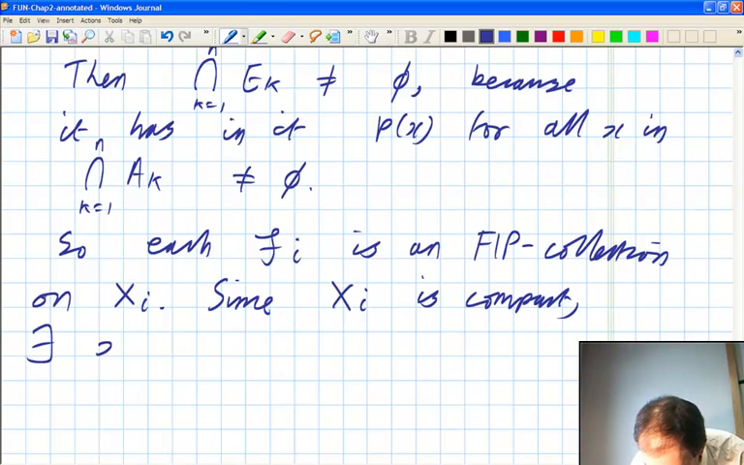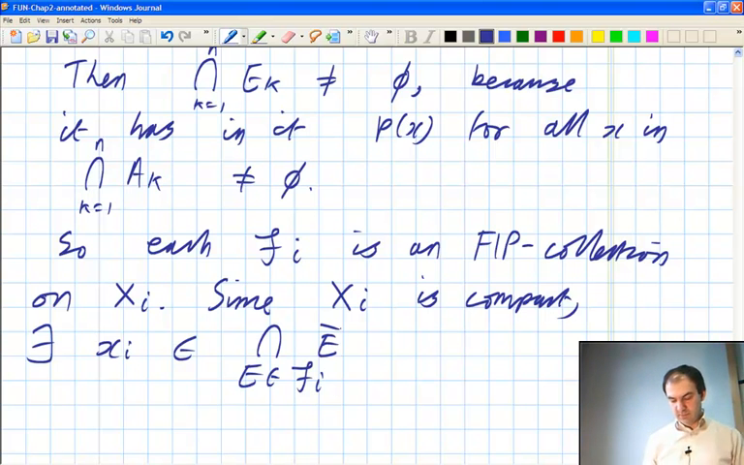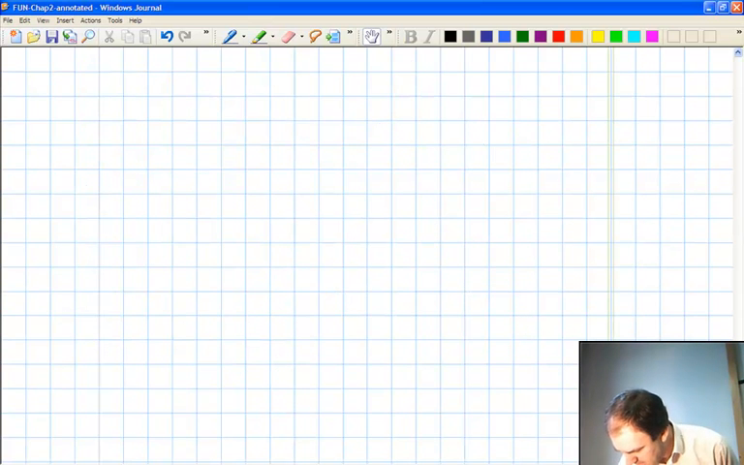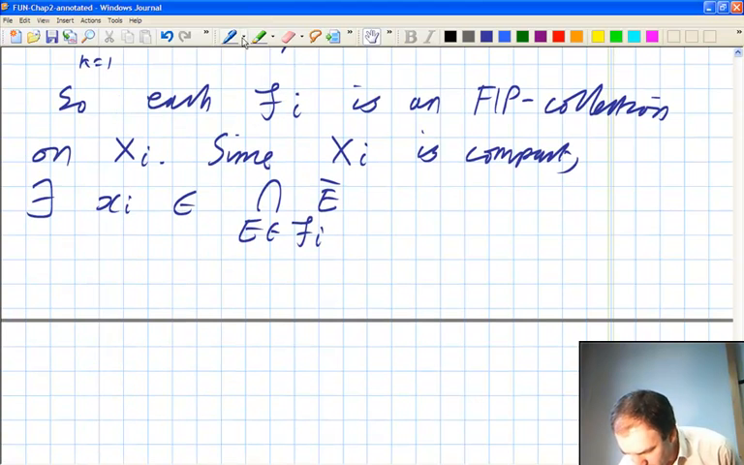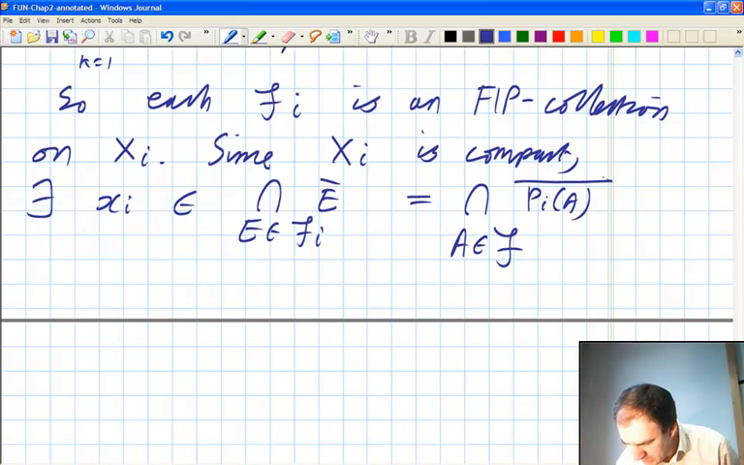There exists an Xi. This is the axiom of choice again. We can find an Xi in the intersection over E in Fi of the E closures there, which is equal to the intersection over A in F of Pi of A, all closed.